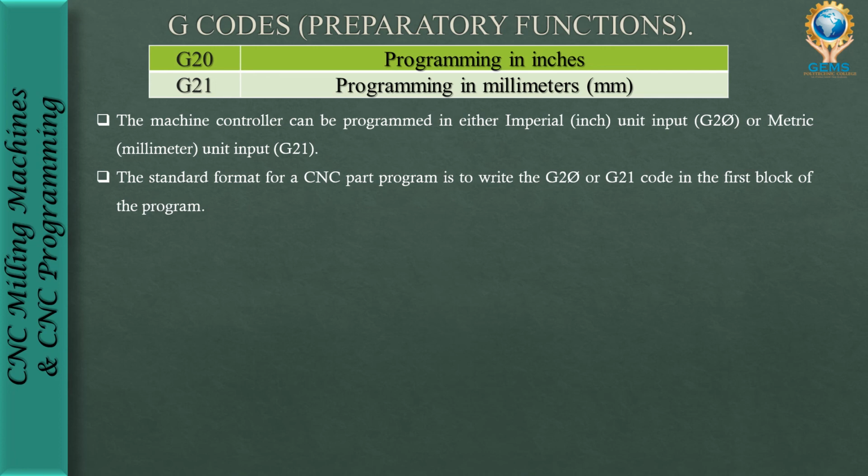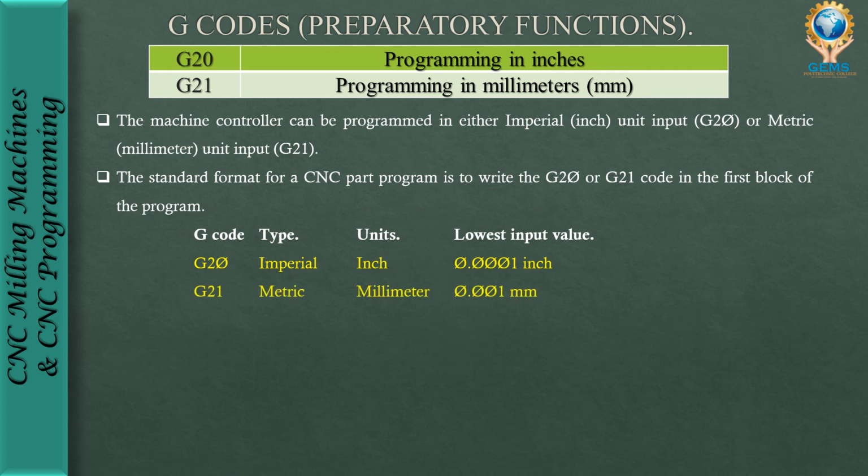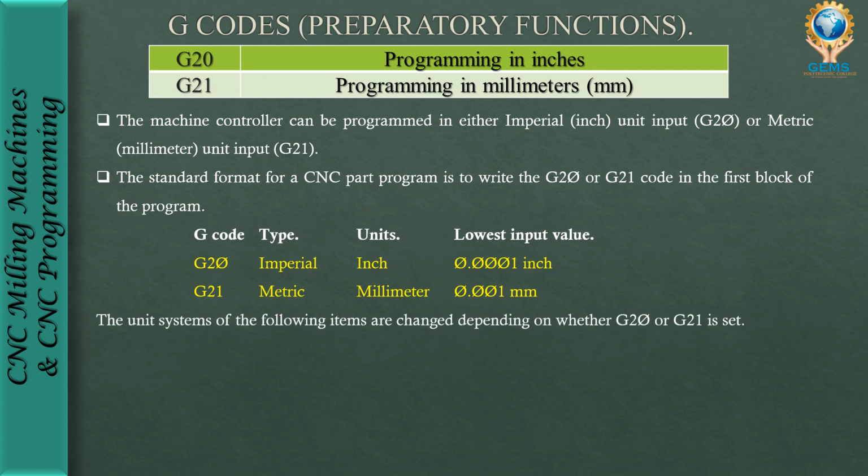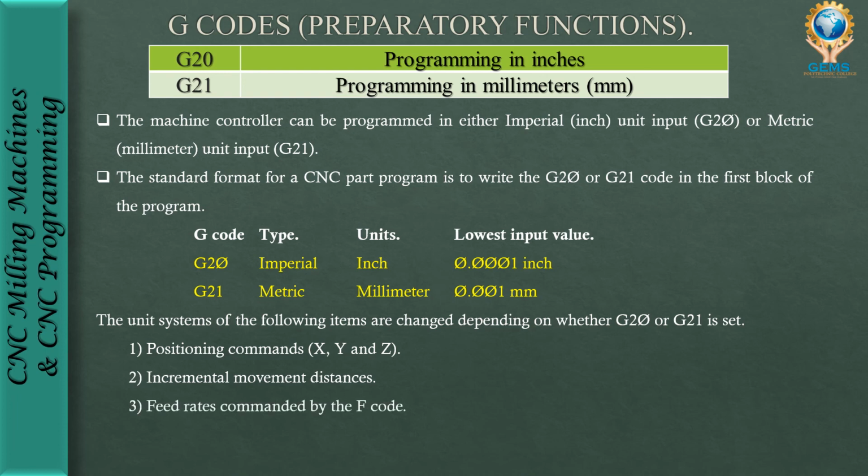in which mode it has to work, whether it is inches or millimeters. If you mention it in the first block itself, the computer will consider the remaining program in the inches mode or in the millimeter mode. You can write like this: G20, for example G21 means it is a metric mode, which will be considered as millimeters. So you can write it like this.